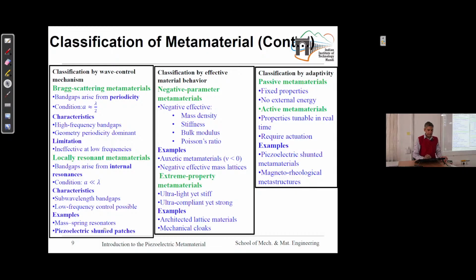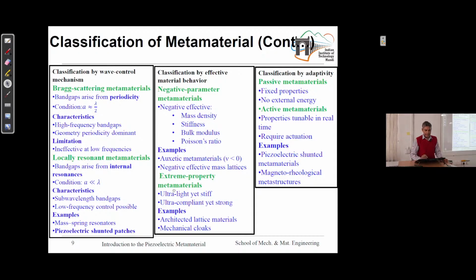And this concept is used extensively in aerospace, and of course in mechanical engineering, for structures that are designed for the low frequency domain. The classification of effective metamaterial behavior: basically, how metamaterials behave. This just depends on the property, whether the metamaterial has negative density, negative stiffness, negative bulk modulus, negative Poisson's ratio, and so on.